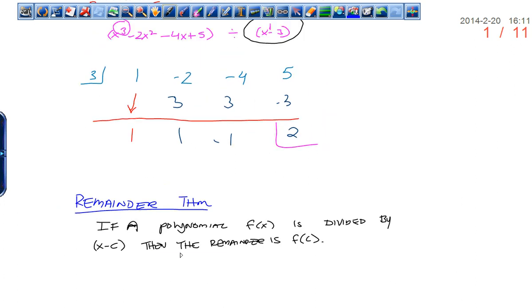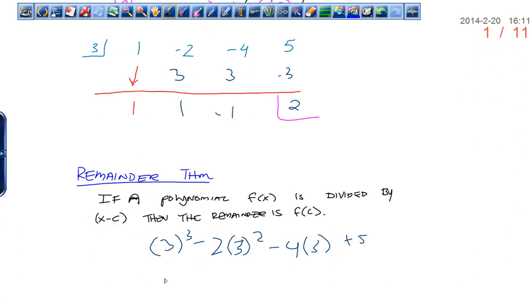So that means I'm going to take 3, I cube it, minus 2 times 3 squared, minus 4 times 3 plus 5. So when I do my PEMDAS, and be sure you do it correctly, that's going to give me 27 minus 18 minus 12 plus 5. And yeah, sure enough, that's 2.